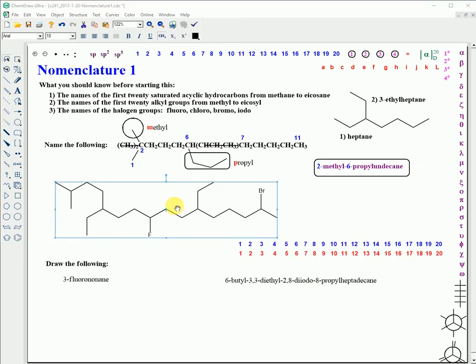To name this molecule here, we must decide which direction to number the chain. As we did before, we consider the 2 options.